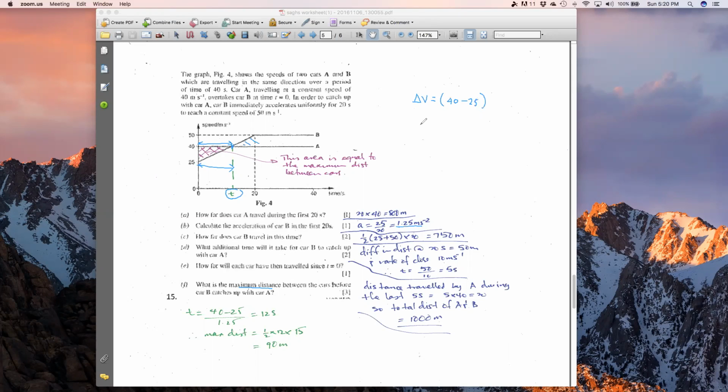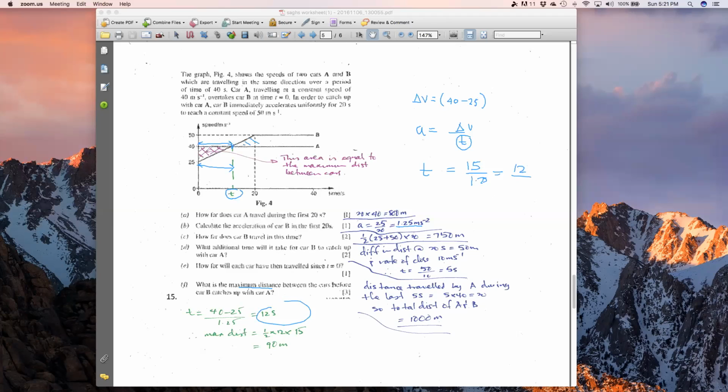That's a change in velocity. And acceleration we know is equal to what? It's delta V, the change in velocity, over the time taken. So to find the time, which is what we want to find, T is the time it takes for B to go from 25 to 40. So T would be equal to 15 over 1.25, which works out to be 12 seconds, which is what I already worked out here.